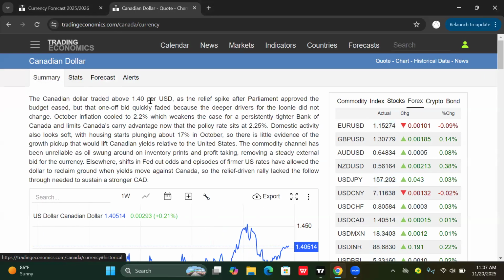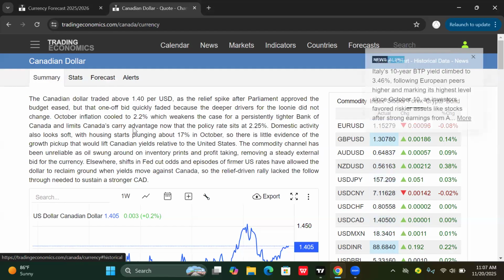The Canadian dollar traded above 1.40 per USD as a relief spike after Parliament approved the budget, right? That one-off quickly faded because the deeper drivers for the loonie, which is the Canadian dollar, did not change. October inflation cooled to 2.2%. As you can see, inflation is really close to their 2% target. So to me, they are more like hawkish at this point, which weakens the case for a persistently tighter Bank of Canada and limits Canada's carry advantage.